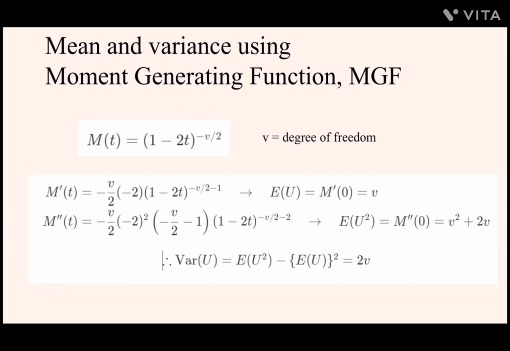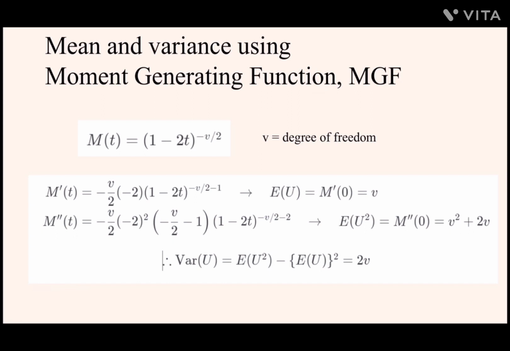It is called moment generating function, and the moment generating function of the chi-square distribution with degree of freedom v is the following equation. M(t) equals (1 minus 2t) to the minus v over 2. Through this, the average and variance of a chi-square distribution can be calculated as follows. M prime(t) equals minus v over 2 times minus 2 times (1 minus 2t) to the minus v over 2 minus 1. And mu equals M prime(0) equals v.